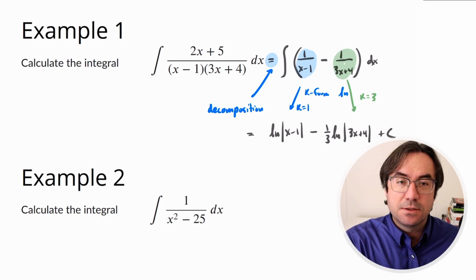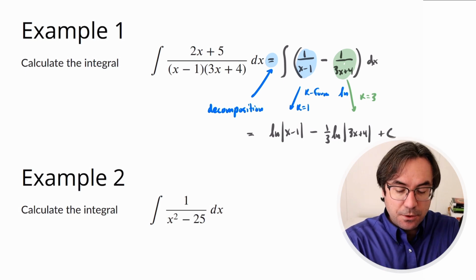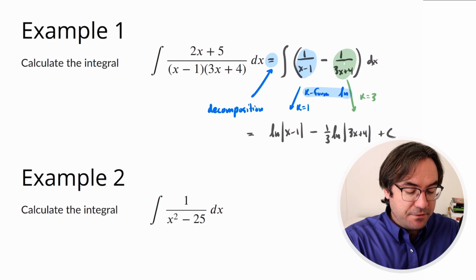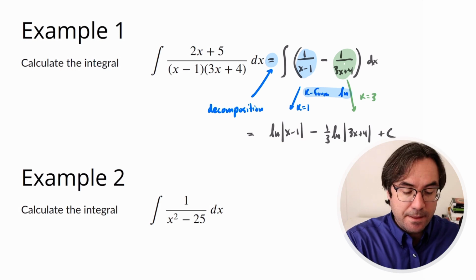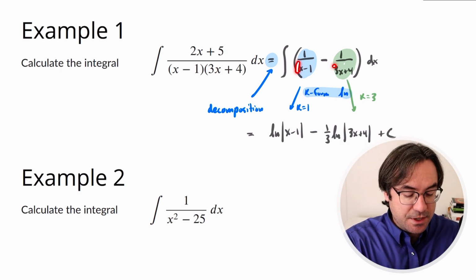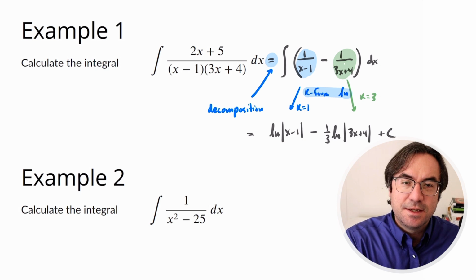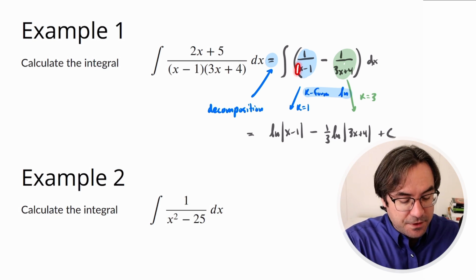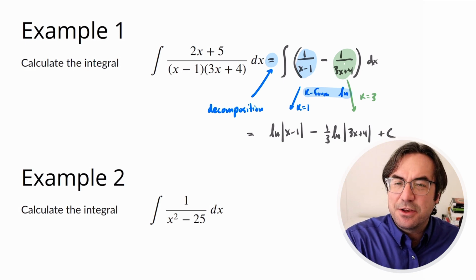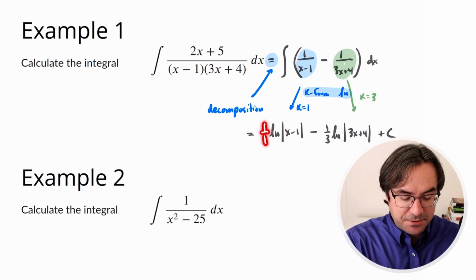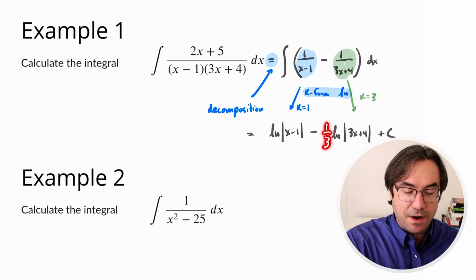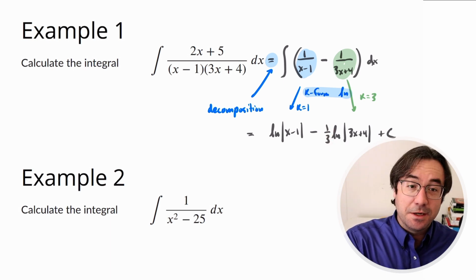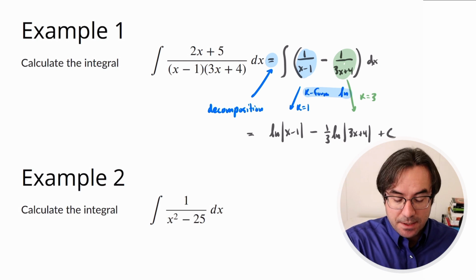Okay, so that's it. We're able to identify that both of these integrals were k-form for the natural log, and the k value is just the number in front of the x. So for this x minus 1, the k value didn't really matter because technically it would just be a 1 over 1, but the k value mattered for the second one, so we ended up with a 1/3 in front. All right, so let's try another one.